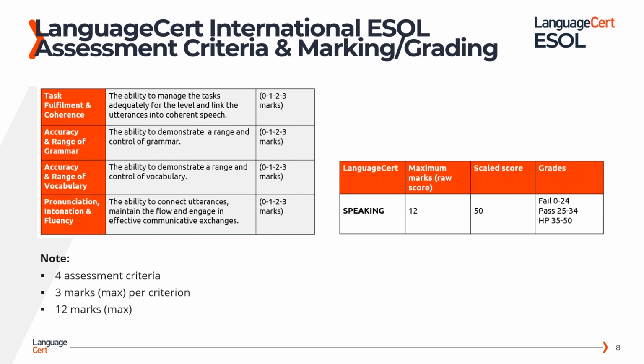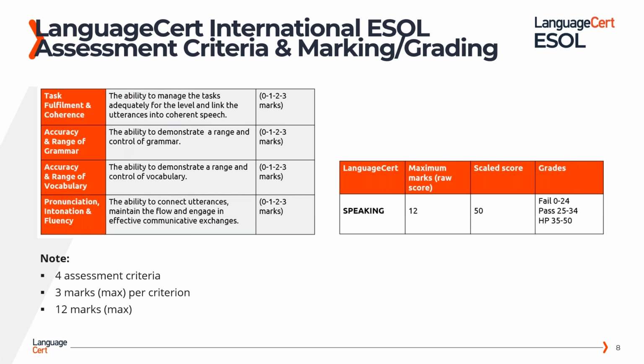4 criteria are therefore used to assess the candidate's performance, and a maximum of 3 marks are awarded per criterion, 3 being the best score and 0 being the lowest. The maximum score candidates can get is 12 marks, which is the candidate's raw score. This raw score out of 12 is then converted to a scaled score out of 50.